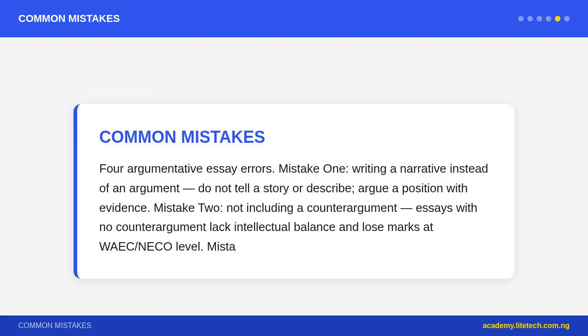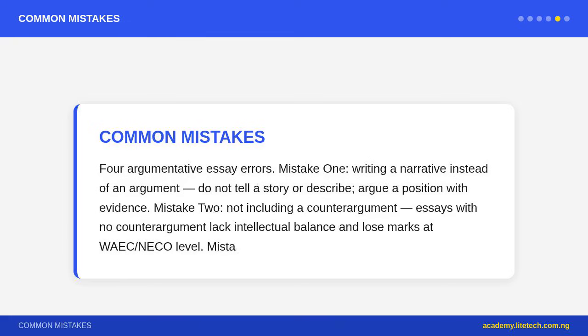Position plus 3 reasons. Topic: Social media does more harm than good for young people. Weak: Social media is good and bad. No clear position taken. Strong: Social media does more harm than good for Nigerian youth because it normalizes cyberbullying, promotes unrealistic body standards, and replaces meaningful human connection with addictive passive consumption. Clear position plus 3 specific arguments.